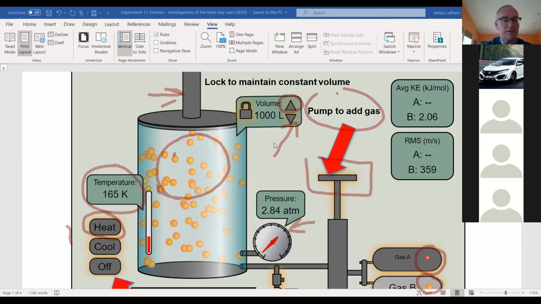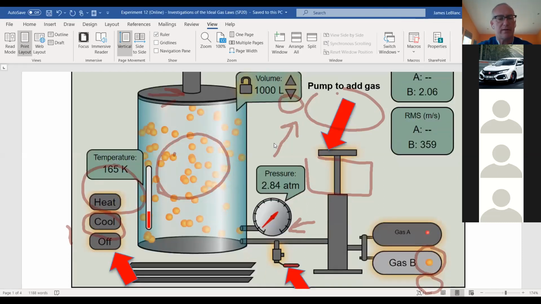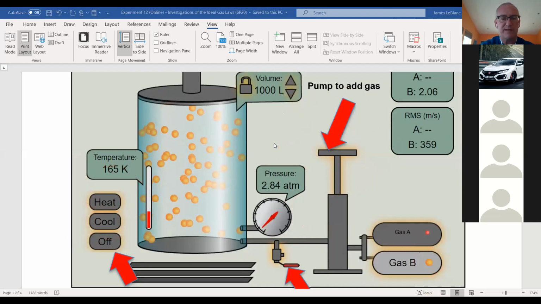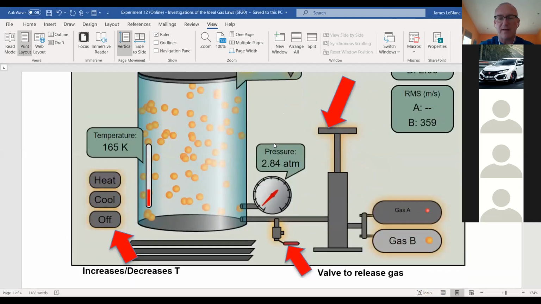And then finally, if we want to start another experiment and release all of the gas, we have this valve here. This valve will release the gas. So we just press on this right here, and it will open, and the gas will come venting out this little tube right there. And so it'll empty, the volume will go to zero, and then we can start again with a different amount of gas, or switch gas A and gas B, or a mixture of whatever we want.